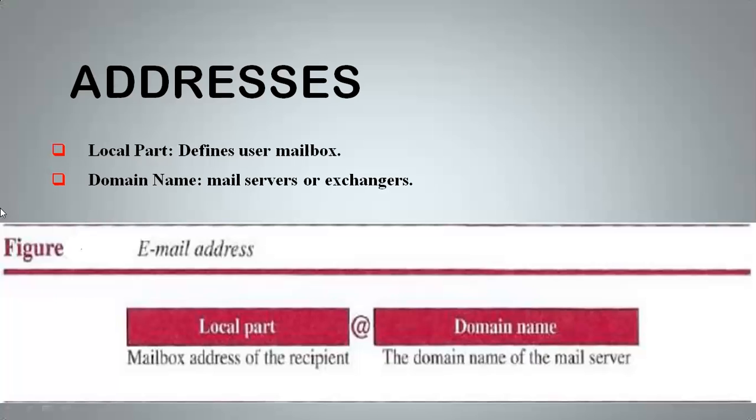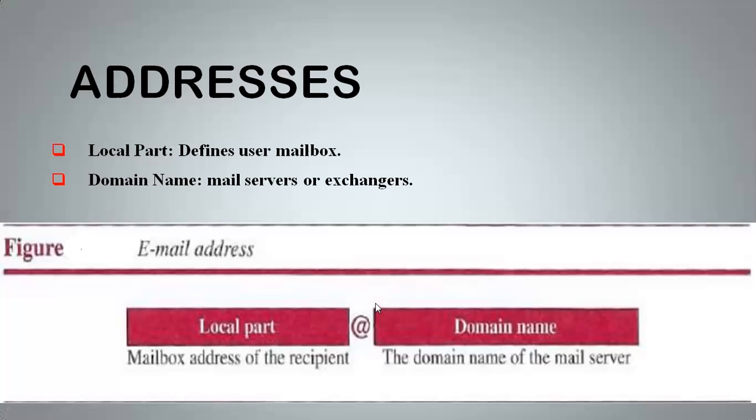The figure shows the email address. The local part is the mail address of the recipient, allocated for the user, for example a123XYZ. This is the name assigned by the user. It is unique, and this username cannot be assigned to another user.